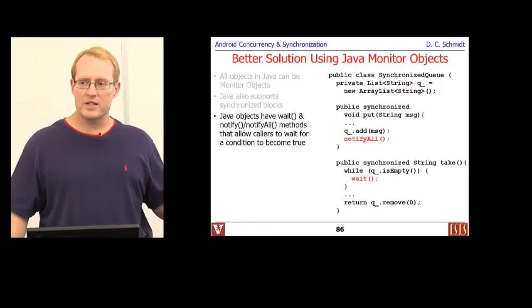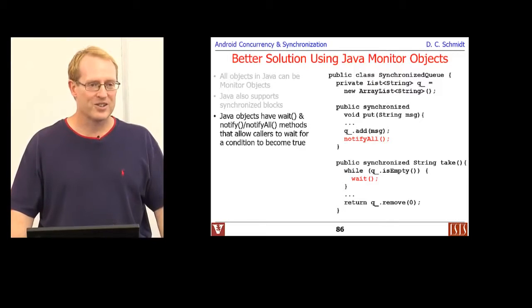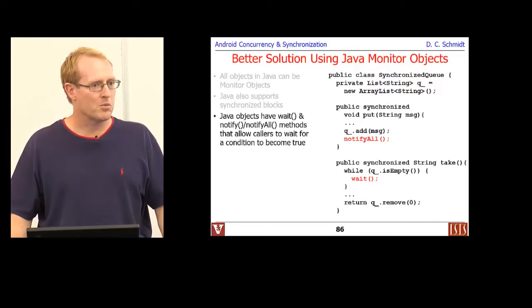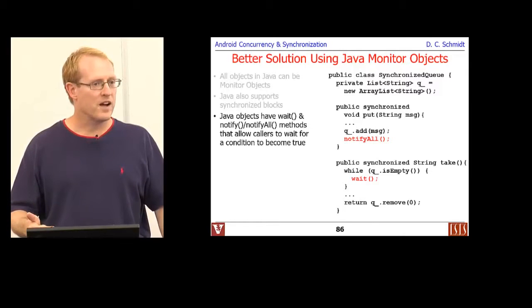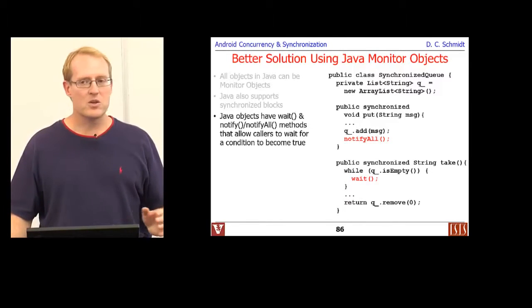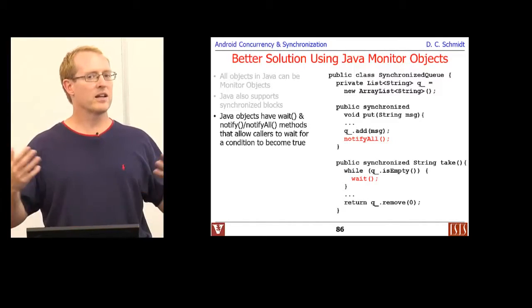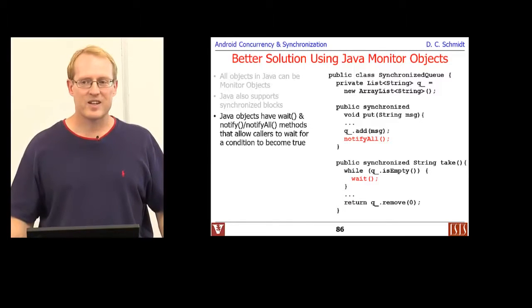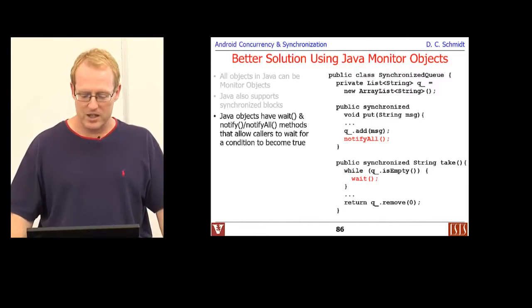In addition to synchronized methods and synchronized blocks, which by the way are very simple-minded ways of handling synchronization, they do a good job with serialization, but synchronization often means more than just making sure only one thing is happening at a time. Java objects also provide several other mechanisms as well. They have these methods called wait, notify, and notify all. And these can be used to allow callers to wait for certain conditions to become true and inform other waiter threads that the conditions have become true or may potentially have become true, thereby giving them a chance to take up again and continue to execute.